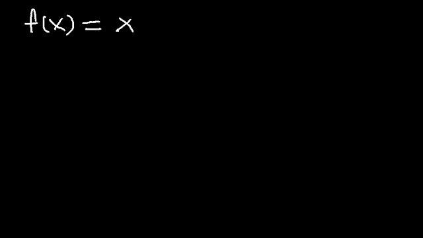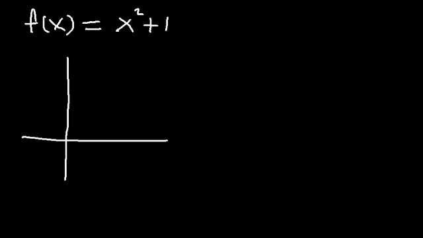is equal to, let's say, x squared plus 1. So this is basically a parabola that starts at 1 and opens in the upward direction. But let's focus on the right side of this parabola. So let's say it looks something like this. Let's extend it. Now let's calculate the area from x equals, let's say, 0 to x equals 2.